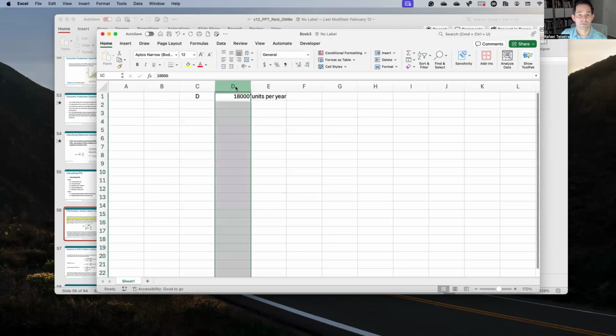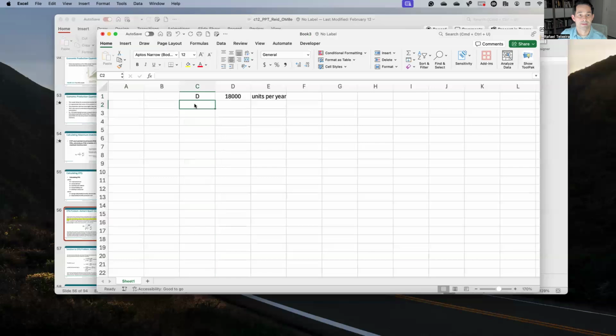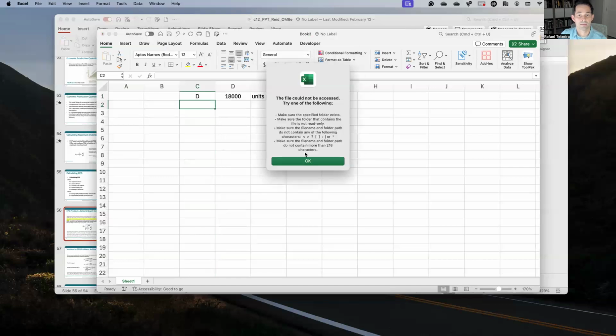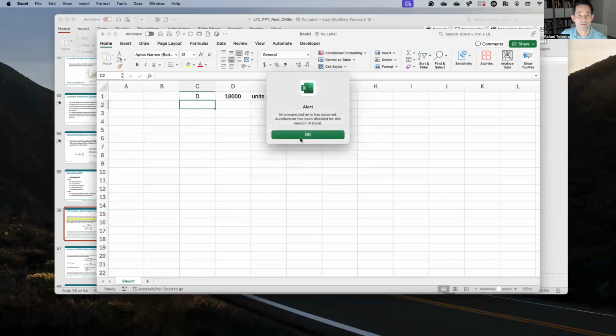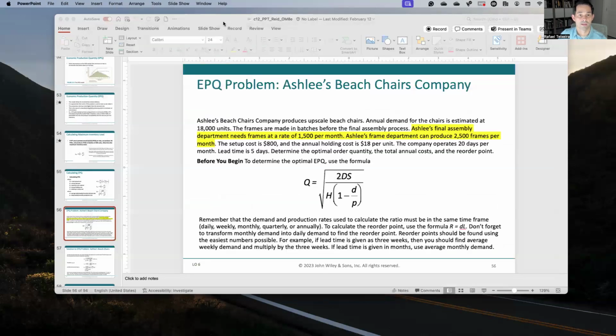My keyboard is kind of slow today. Okay. Oh, all right, let's keep moving.